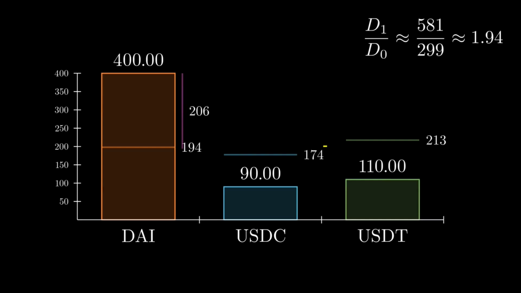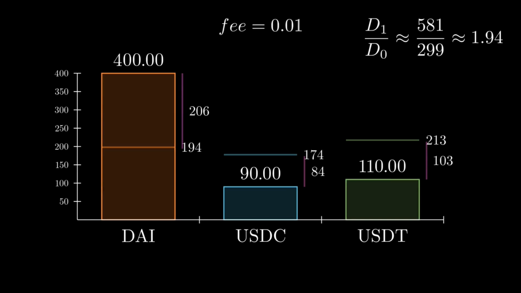For USDC, the ideal balance is 174. The actual balance is 90. Taking the difference, we get 84. And finally, USDT. The actual balance is 110. The ideal balance is 213. The difference is 103. And finally, moving on to the calculation of fees.